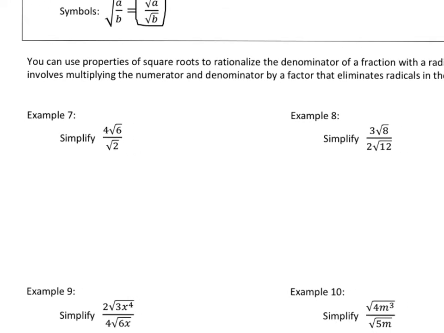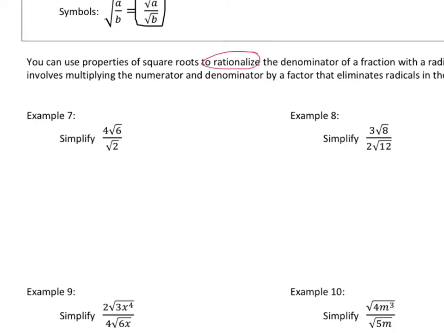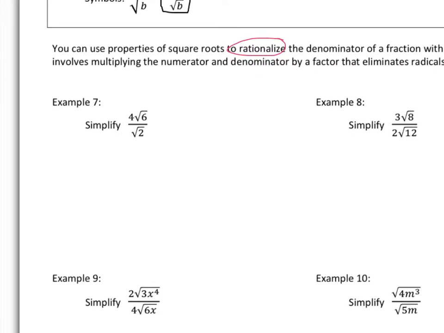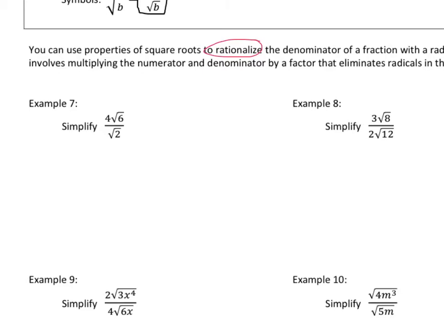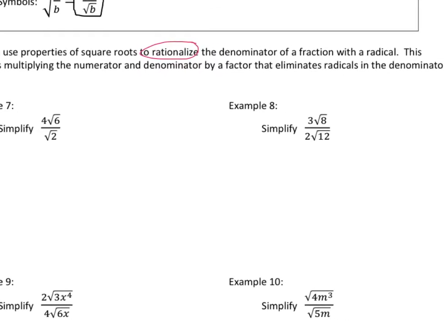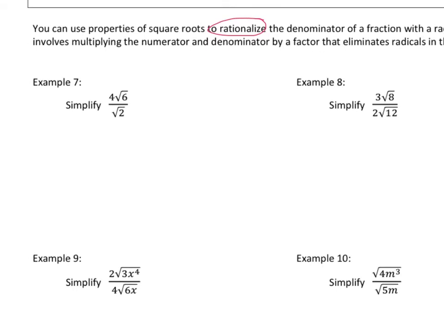First of all, by definition, you can use properties of square roots to rationalize the denominator. That's the word we mentioned earlier, which means getting rid of a root in the denominator. This involves multiplying the numerator and denominator by a factor that eliminates radicals in the denominator. So, a very complicated way of doing something very simple. But I want to show you two different ways of doing this question.